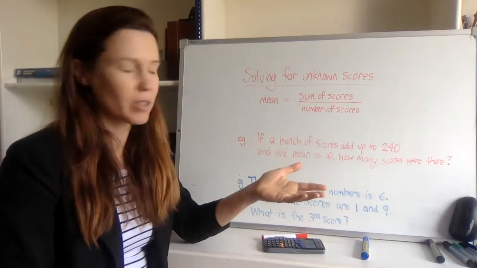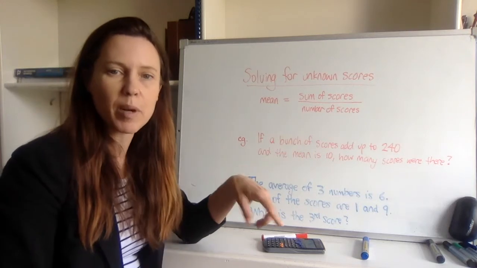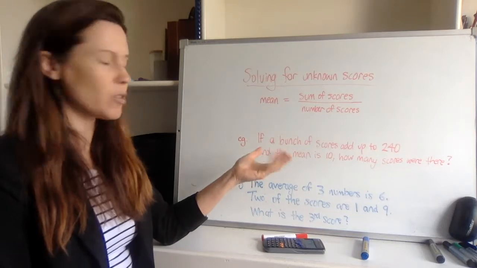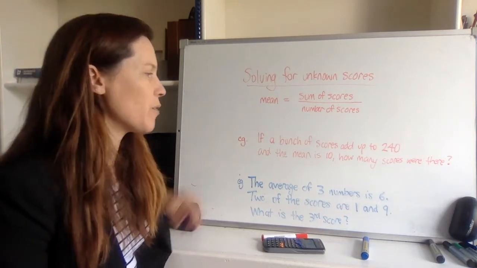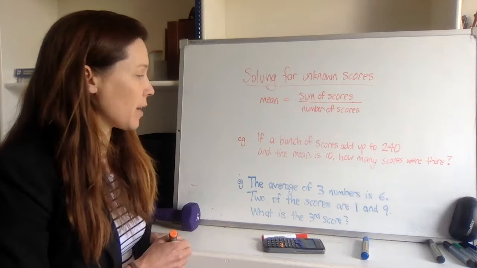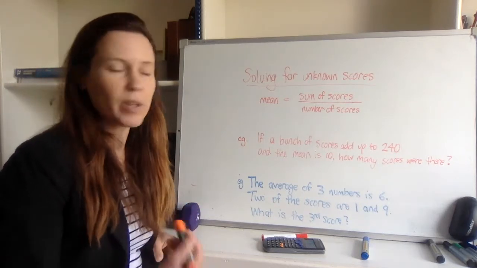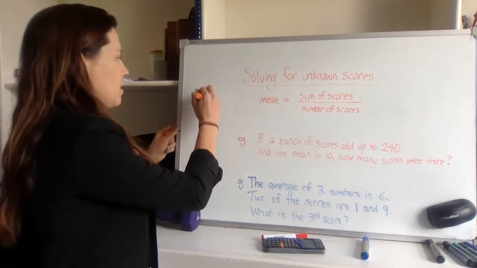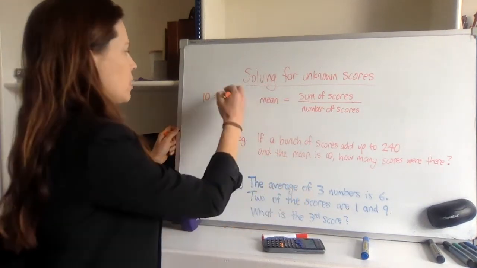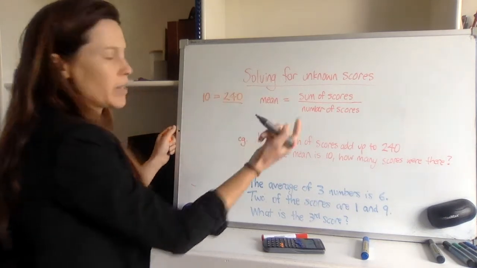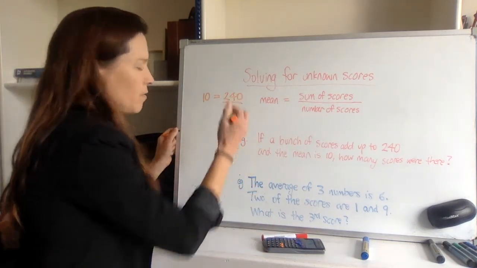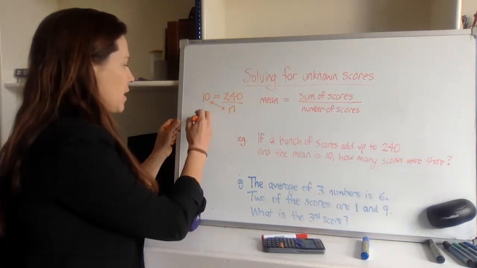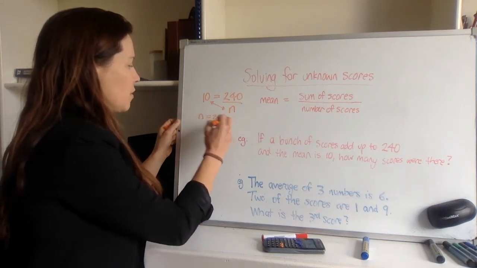So in some questions, it's not too difficult to do a bit of problem solving. If you know the mean and you know one of these things, you can figure out the other one using this rule. For example, if a bunch of scores add up to 240 and the mean is 10, how many scores were there? Well, if we sub those numbers into this equation, the mean we know is 10. The sum of the scores is 240, and the thing we don't know is how many scores there were. Let's just write n for that number of scores, where you can switch these two here and say that n is equal to 240 divided by 10.